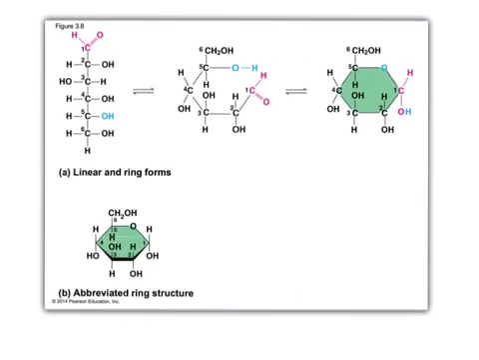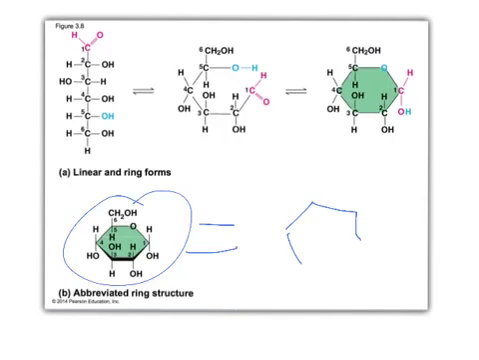Okay, here's the difference between your linear and your ring forms. Here's your abbreviated ring structure. Keep it simple. I'm not going to draw it out. This isn't organic chemistry, so don't worry about that. It's a simple ring structure. I'm talking about glucose.